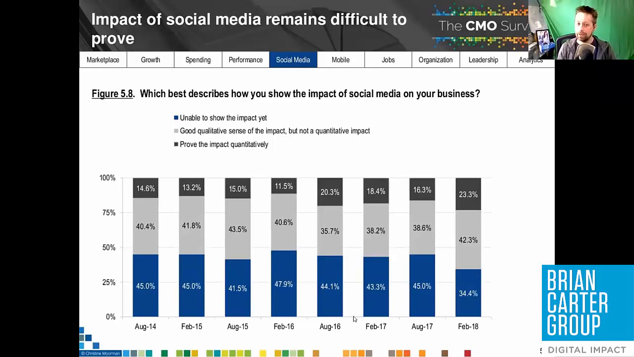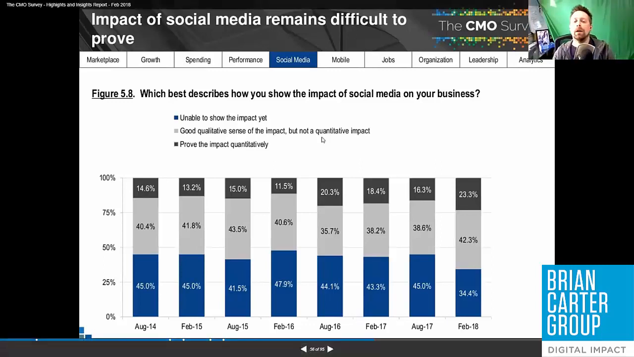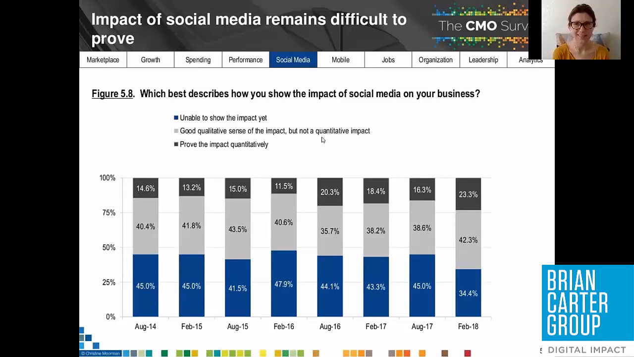I don't know if this chart is talking about the quantitative impact of reach, or if they're saying they can't even quantitatively say there's conversation happening in social media. This question's vague. It does seem a little bizarre, yeah. Because most businesses are on social media. So what are we all doing? Most people aren't doing much.